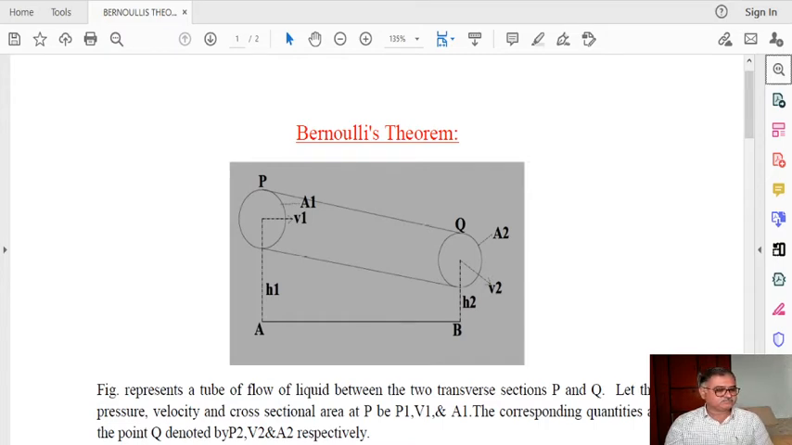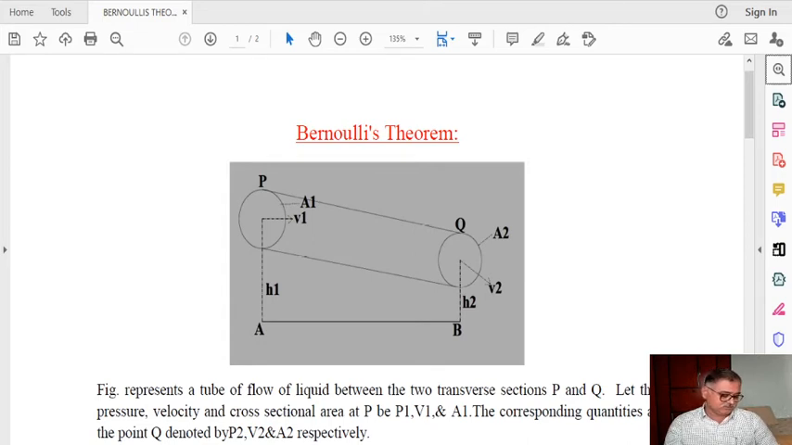See friends, a viscous liquid, when it is in motion, at that time it has energy. And see friends, it has three types of energy, that is kinetic energy, potential energy and pressure energy. We have discussed these three types of energies in the last lecture.